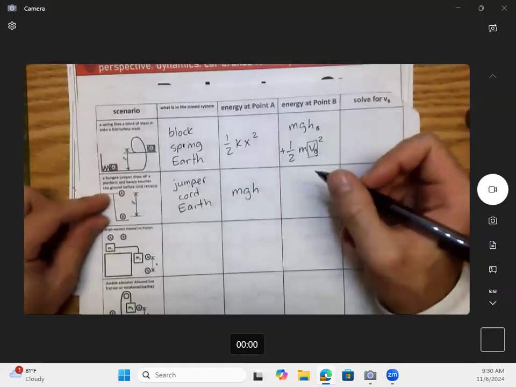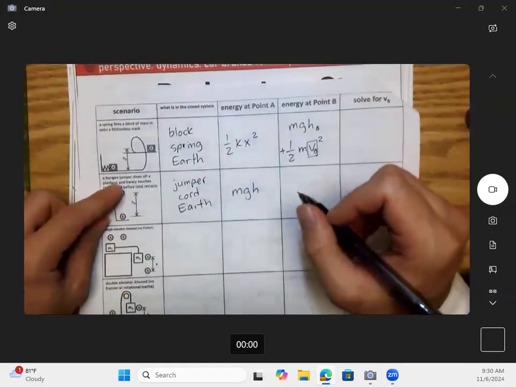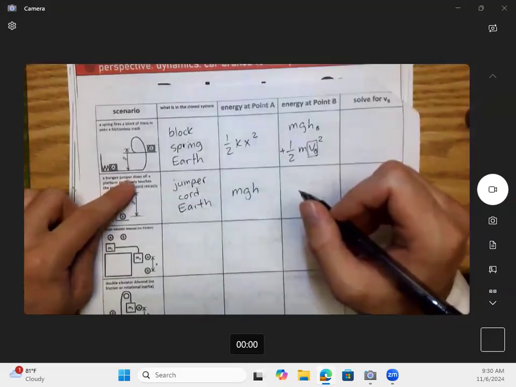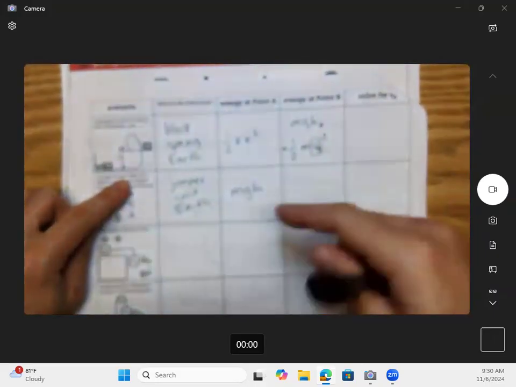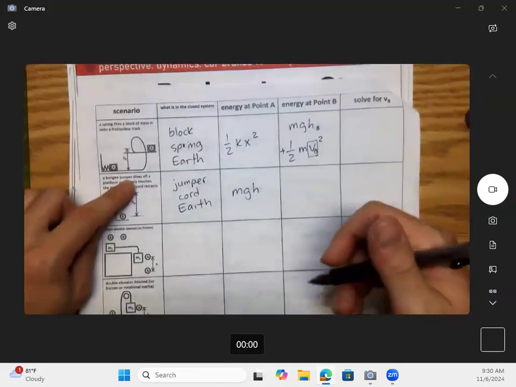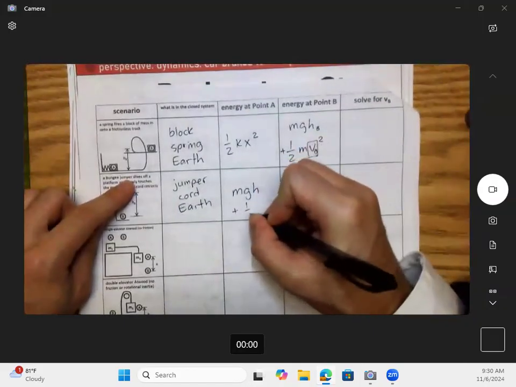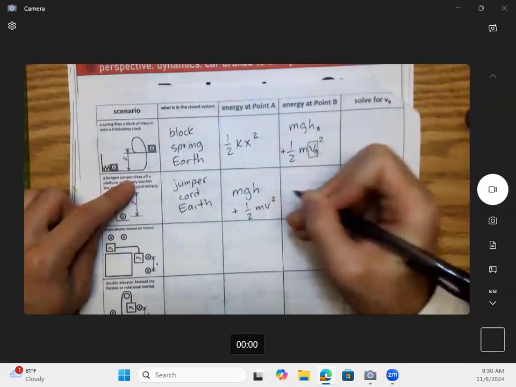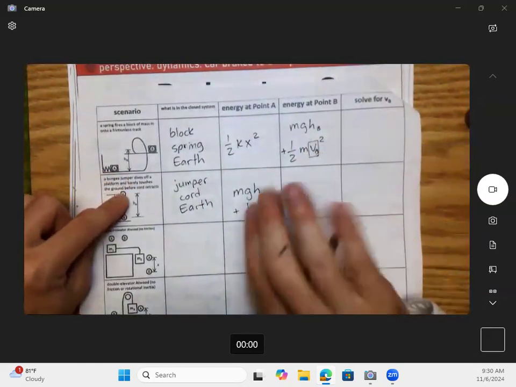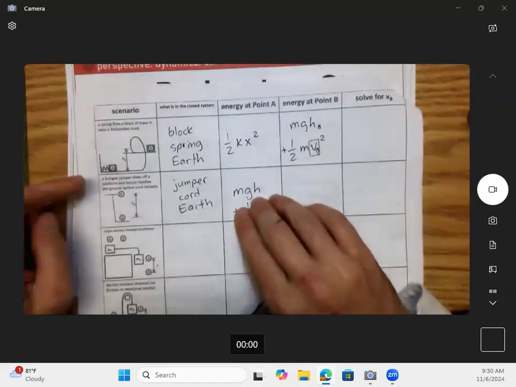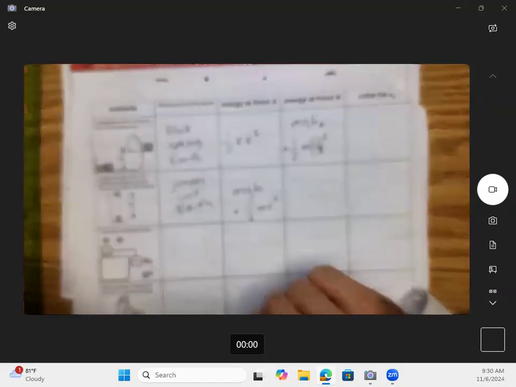You know what? There are different ways to interpret this. Do you guys see the words "dives off"? If you interpret that as he does a running jump, then he would also have what kind of energy at the top? Yeah, plus 1/2 mv squared, right? So it's kind of your interpretation. If you think he just steps off, then all you have is just mgh. If he does a running jump, you also include the 1/2 mv squared.